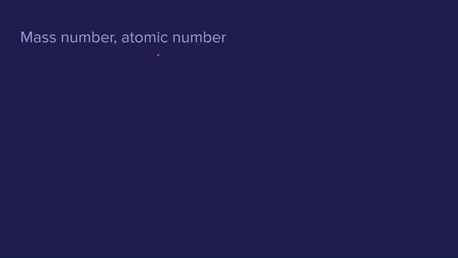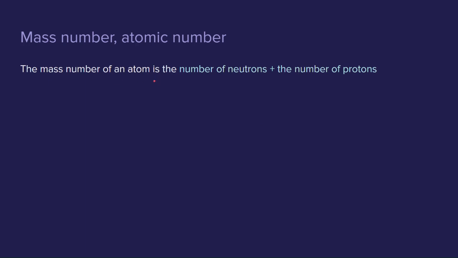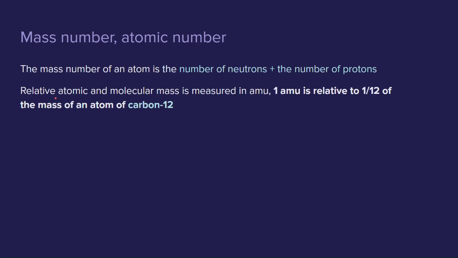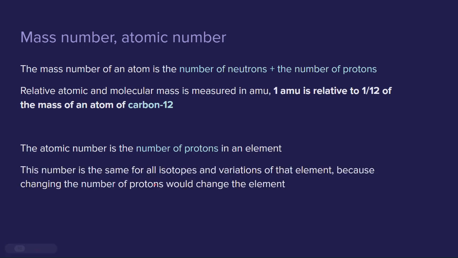Right, now we're on to mass number and atomic number. The mass number of an atom is the number of neutrons plus the number of protons, that's in AMU. Relative atomic and molecular mass is measured in atomic mass units. The 1 AMU is relative to 1/12 of the mass of an atom of carbon-12. That's how it's standardized. The atomic number is the number of protons in an element, and this number is the same for all isotopes and variations of that element, because obviously changing the number of protons would change which element it is. For example, all atoms with 6 protons are carbon atoms, because that's what a carbon atom is.